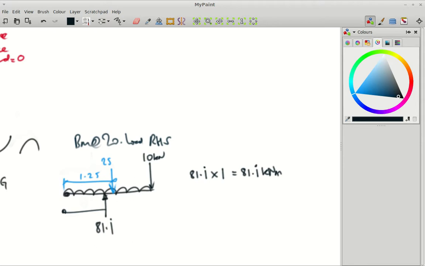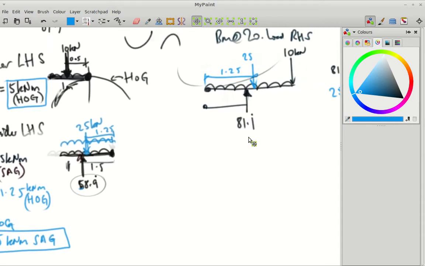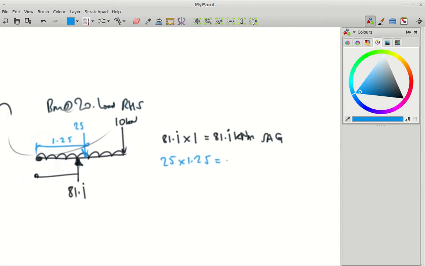Ignore the other forces, if we pushed up with this, it'd deflect that way, which would be a sagging moment. Next we've got this 25 UDL, so we've got 25 times by 1.25. That'll be the same value as before, which was 31.25. If we ignore the other forces, if we push down on that, that would bend it that way, which would be hogging.